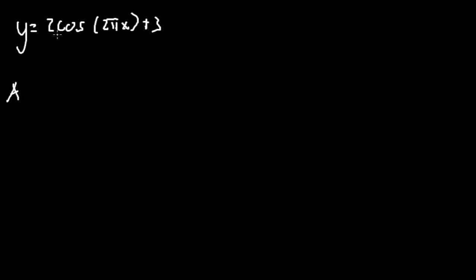Amplitude will always be to the left of the trigonometric value. In this case, it's cosine. So, ang ating amplitude is 2. Ang period is denoted as 2 pi over b. And ang ating b will always be to the left ng variable. So, ang ating b rito is 2 pi.